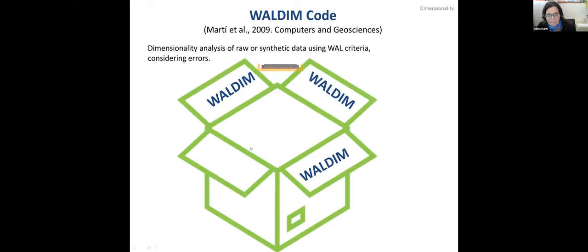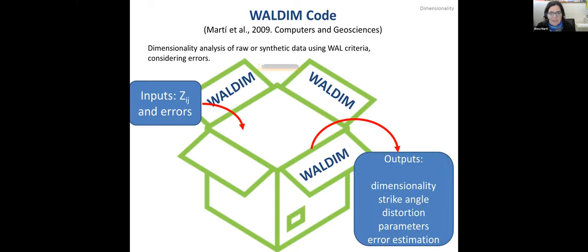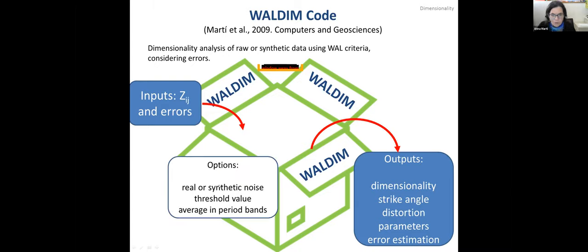With this, my colleagues and I created the WALDIM code, which is in this paper, which calculates the analysis of dimensionality from raw or from synthetic data using the Weaver criteria and considering the errors. WALDIM is this open box because it's open code and available for those who want to use it. The inputs are the impedances and their errors, and the outputs are the dimensionality, the strike direction, the distortion parameters, if there is distortion, and an estimation of the errors. The options are that we can use the real errors or add synthetic noise, we can choose the threshold value, and we can average the results in period bands.